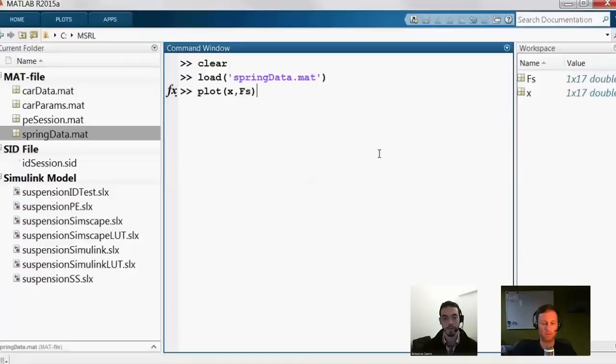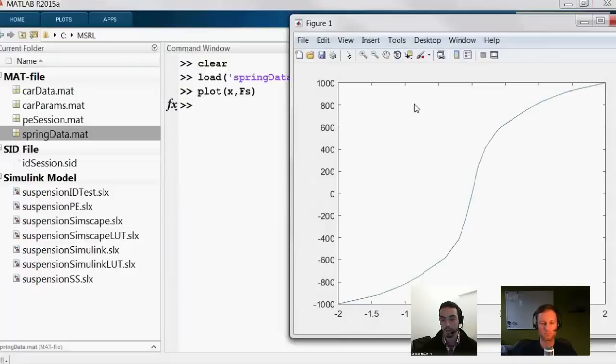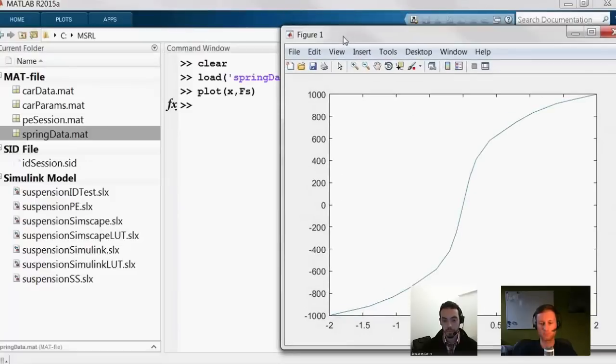Great. So before I go into Simulink, I just want to plot the data in MATLAB to show you what's going on here. As you see there, you have your displacement in centimeters at the bottom and then your force at the top. So we want to take this data and put it in a Simulink model.